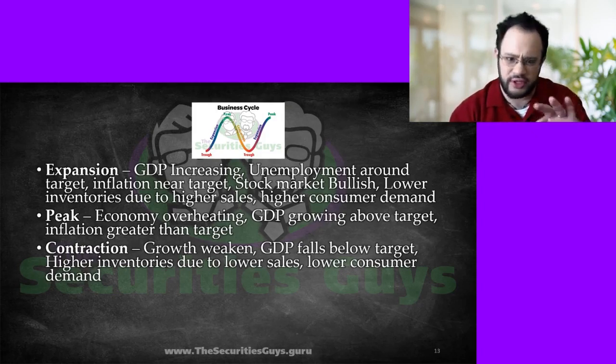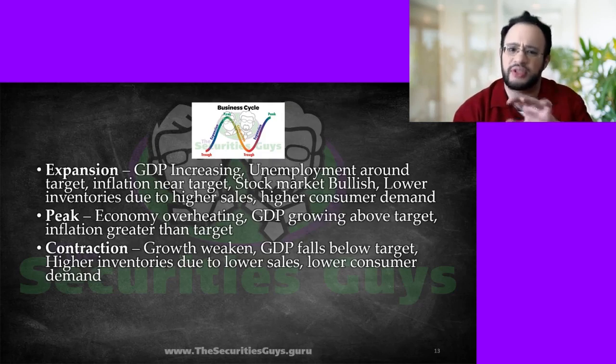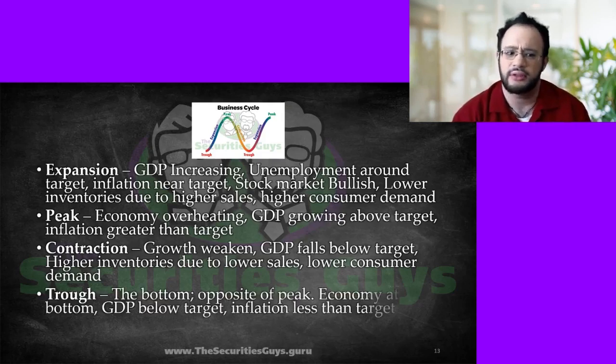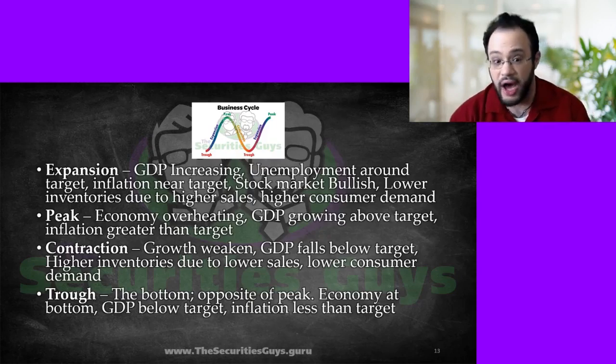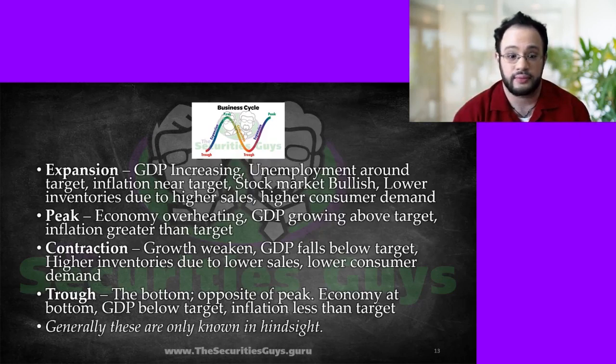They're going to be the opposite. Contraction and expansion are opposite. Peak and trough are opposite. Trough is the bottom. It's the opposite of a peak. The economy is at the bottom. GDP is below target and inflation is less than target. Generally, these are known only in hindsight. We don't necessarily know where we are now. We might know where we are now when we look back 2 years from now.